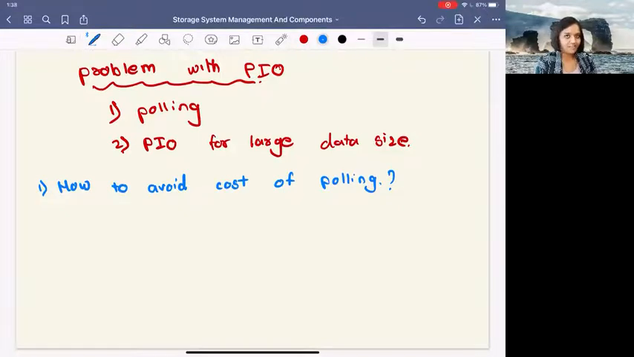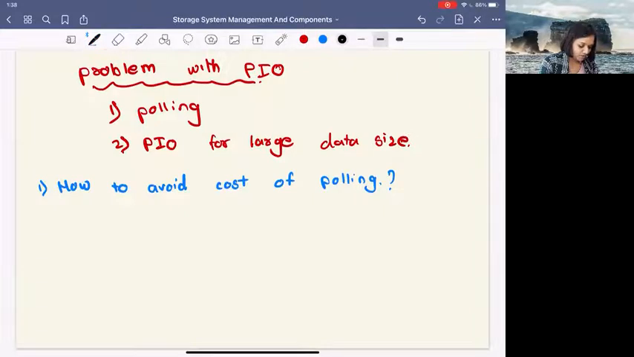But what we want is to reduce the cost of polling. How do we do that? Spend a minute to think it over. If you recall the concepts from the operating system courses you have taken earlier, or if you are well versed with operating systems in general, you would have heard the word interrupt.